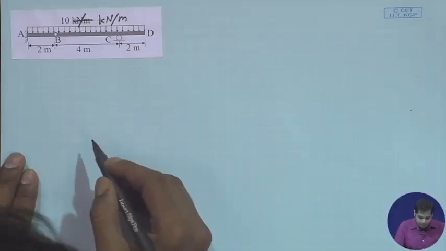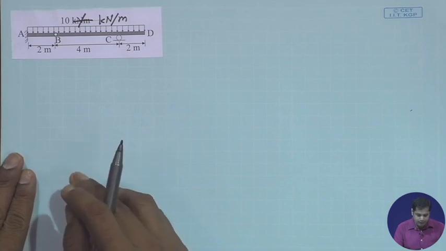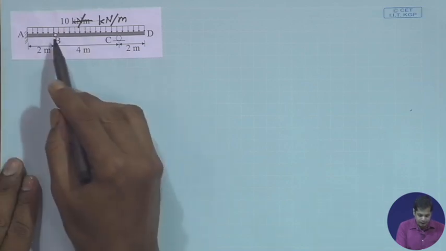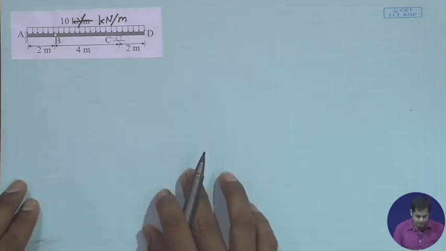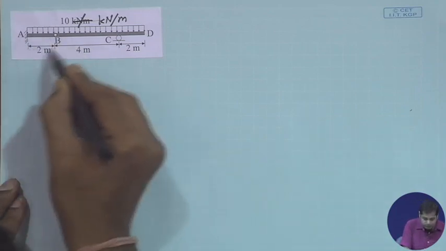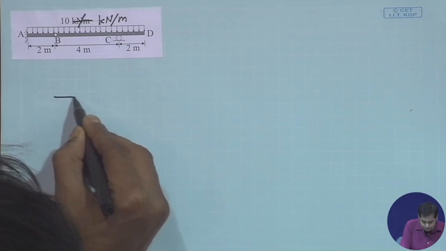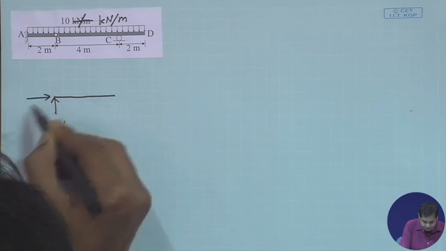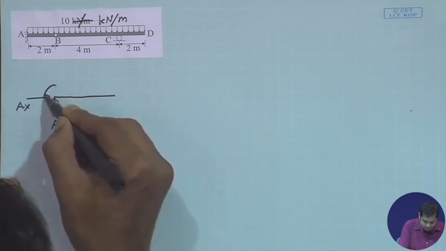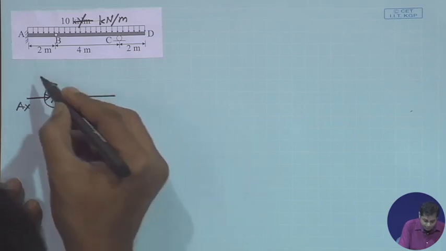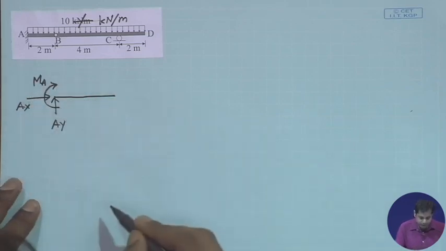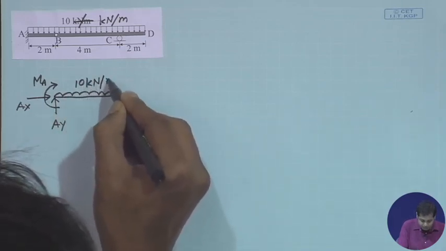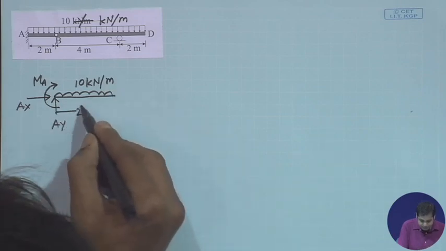Now first, we divide the entire beam into two parts. One is AB, this side of the hinge, and then BD, the other side of the hinge. Now let's draw the free body diagram of this part, AB. This is the AY reaction, then the AX reaction, and the moment, sagging moment positive. This is MA. This is subjected to a uniformly distributed load of 10 kilonewton per meter. This distance is 2 meter.